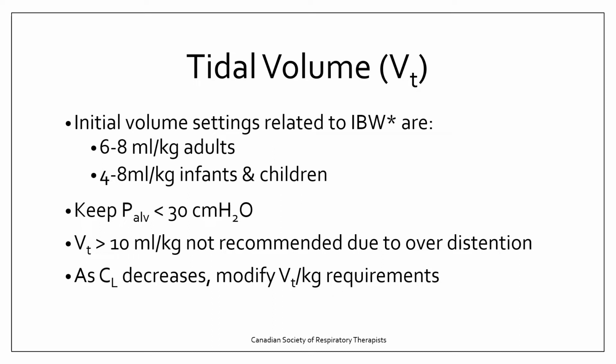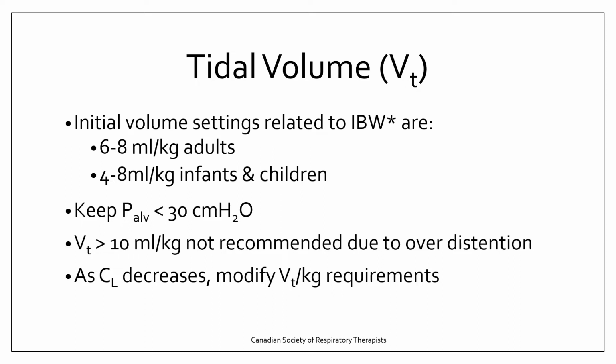Now, we have to remember what are the components really of tidal volume, and we need to understand that it's comprised of both dead space volume and alveolar volume. And when we get into those really low tidal volumes of less than 4 mils per kilogram, then we're not having much alveolar ventilation at all. We're really just ventilating dead space.